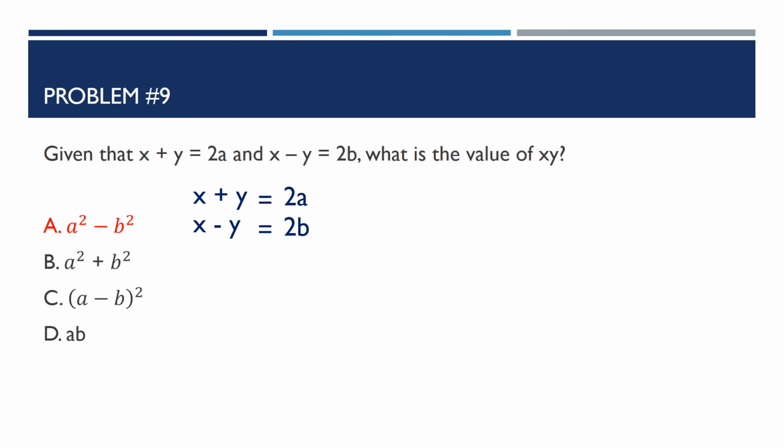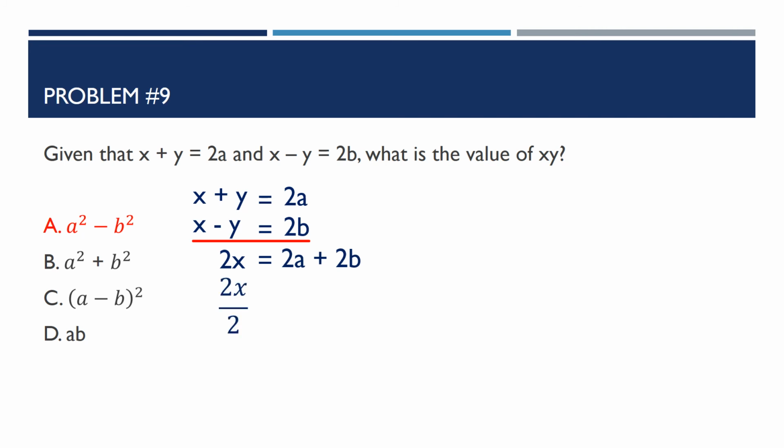From these 2 equations, we're going to solve for x and y using the simultaneous equation method, elimination. We're going to add these so that the y will be cancelled. Positive y and negative y, if you combine them, that's 0. So let's add: x and x is 2x, so y is gone. And then 2a plus 2b is 2a plus 2b. You cannot combine it.